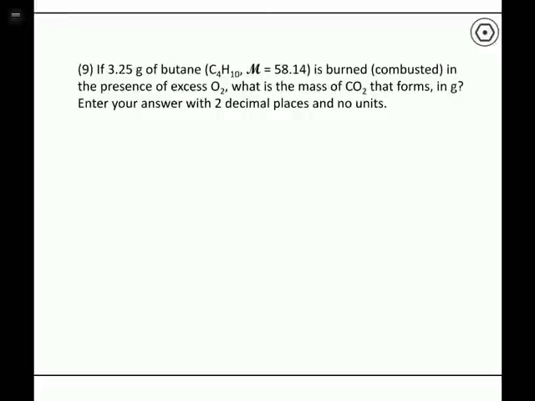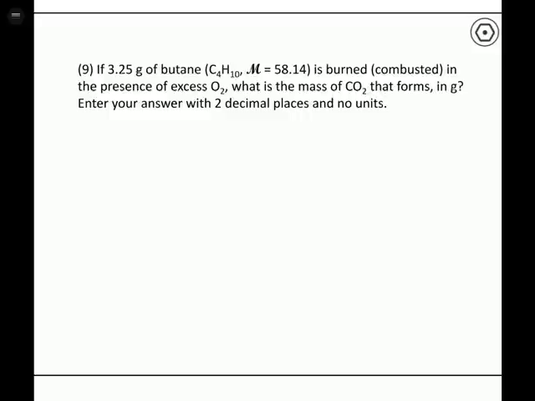3.25 grams of butane is burned in the presence of excess O2. We're told the formula is C4H10. What is the mass of CO2 that forms in grams? So this is a standard mass-to-mass stoichiometry problem. We're telling you the mass of a reactant, and we're asking you to find the mass of one of the products.